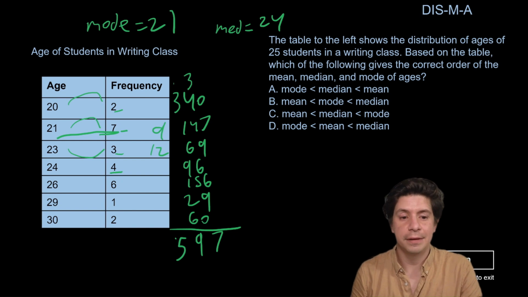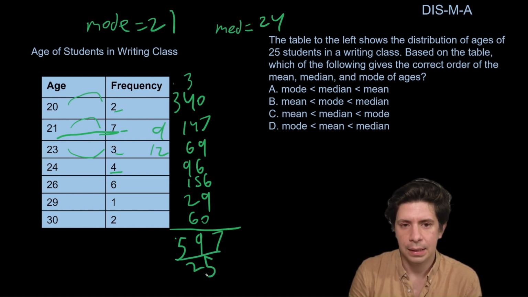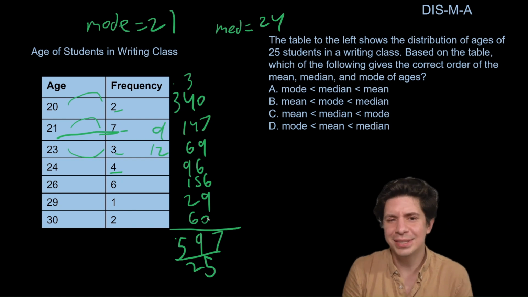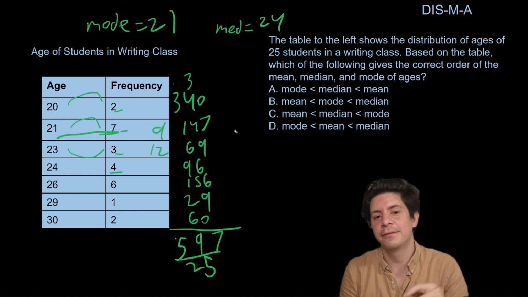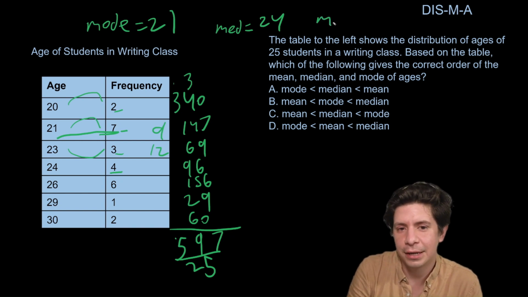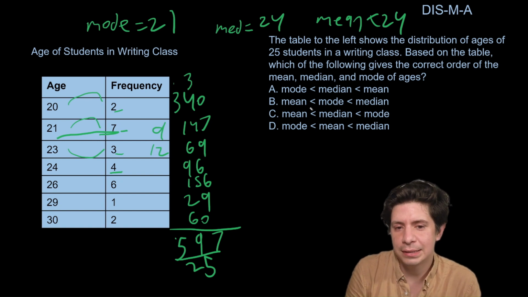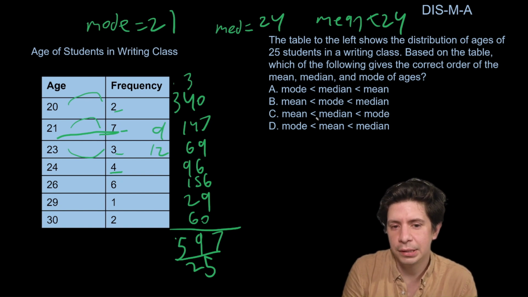Now that we have that value, we can divide by 25 and get a value that is just a hair under 24, because 25 times 24 is 600. So this is just below it. I don't care what it is, honestly, because we're just comparing. So mean is less than 24. So then the mean is less than the median. So that would be here, or in B. So mean is not greater than median.